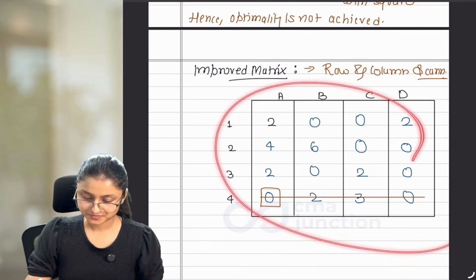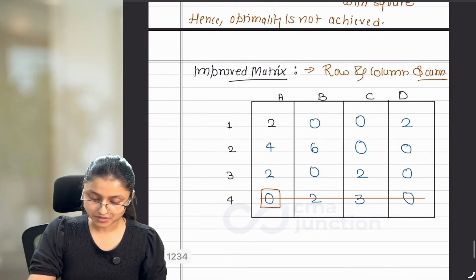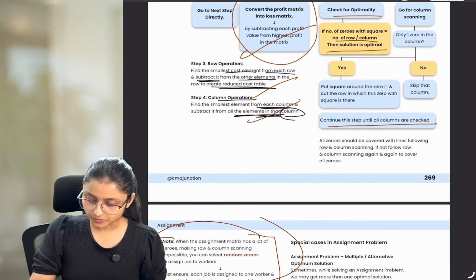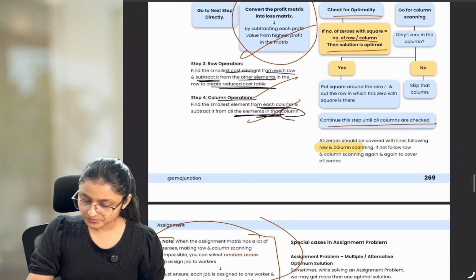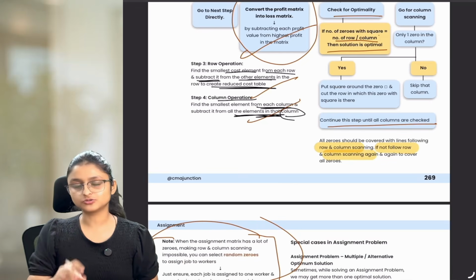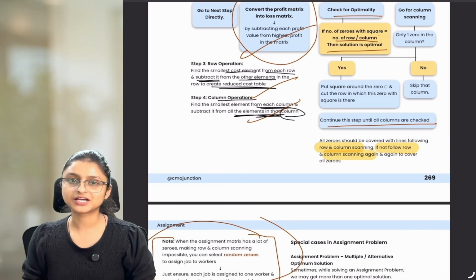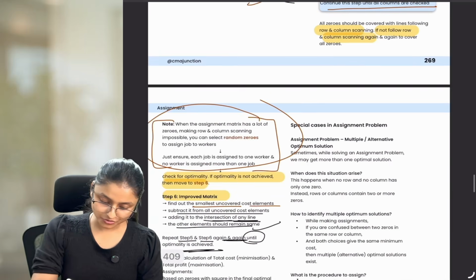Now what to do? So let's see the concept book about these steps, that now what has to be done. All zeros should be covered with lines following row and column scanning. If not, follow row and column scanning again and again to cover all zeros. We tried again and again following this row and column scanning, but then also we are not able to cover the zeros. Now what to do?